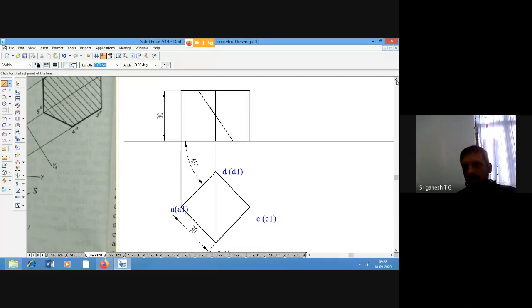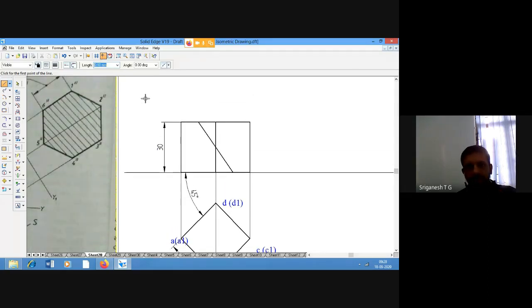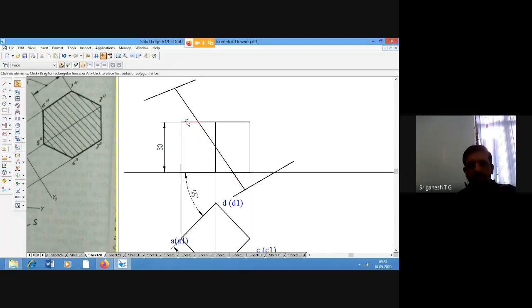Okay, now I'll just extend it. I'll just give extend to next. Okay, and I'll change these things to cutting plane line. See, now here, what do I have? Okay, here I'll give the naming.